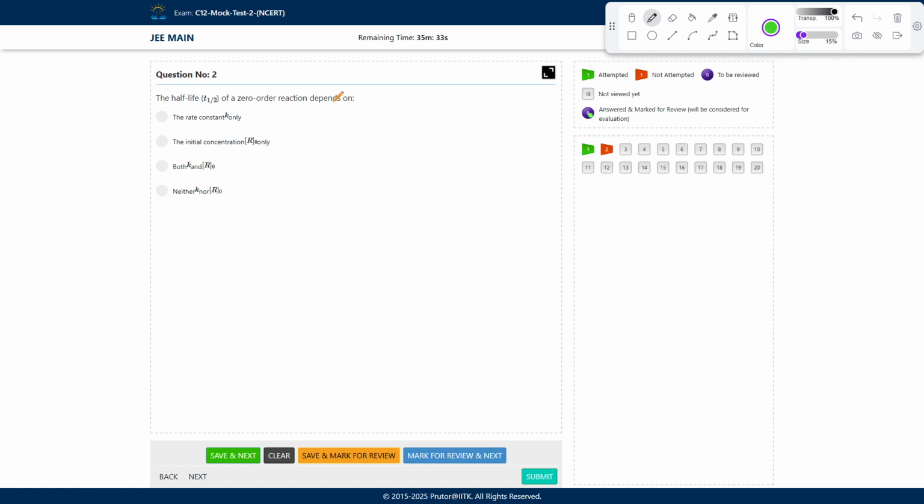If you know, the T half for a zero order reaction is given by R naught, that is the initial concentration, divided by 2K, right? So T half is determined by both the R naught and the K value. That is why we have our correct answer, that both K and R naught. Okay, for this question our correct answer is going to be both K and R naught.